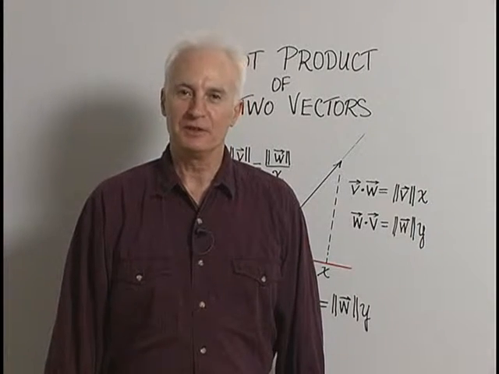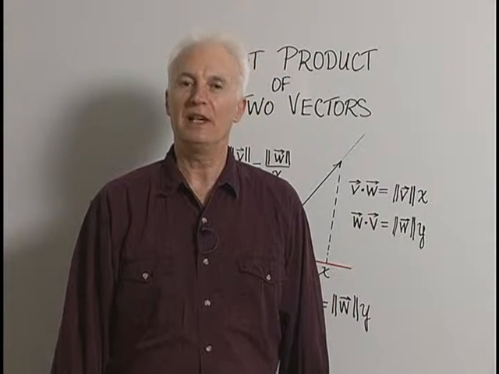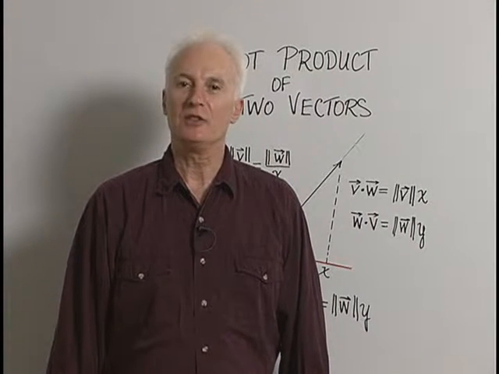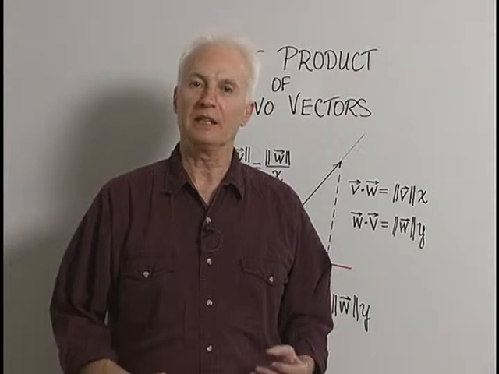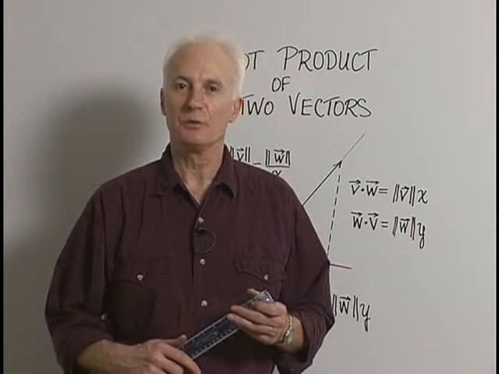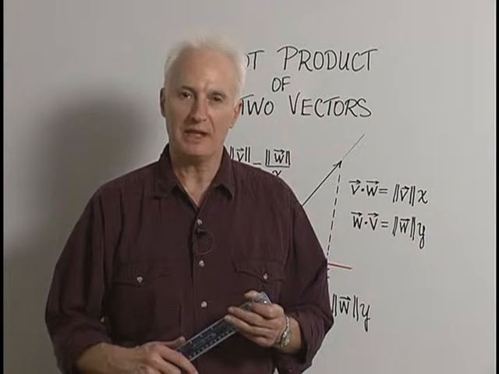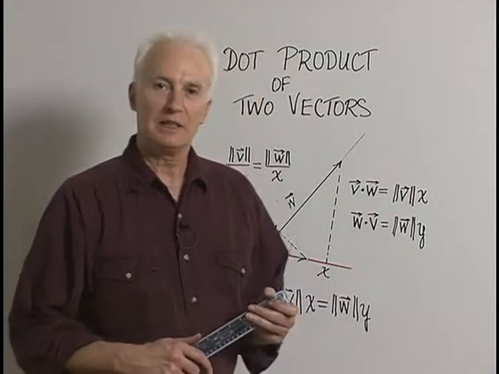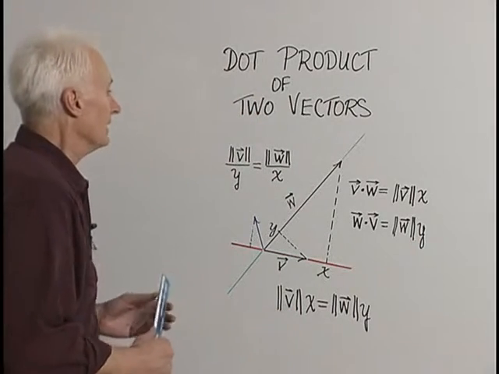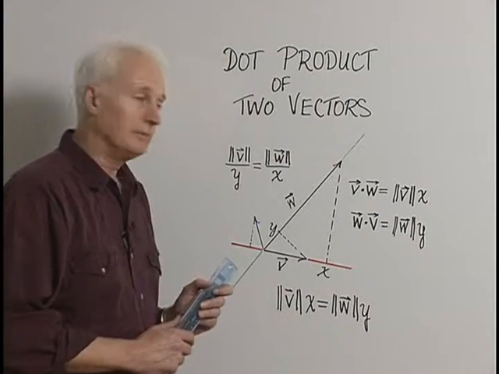Hello, I'm Dr. Maurice Dupre, and in this segment we're going to discuss the dot product of two vectors. We're going to look at it geometrically to begin with, because the geometric viewpoint when dealing with vectors is really the way to look at things in order to solve problems effectively. So let's see how we can actually get the dot product of two vectors from a geometric picture.